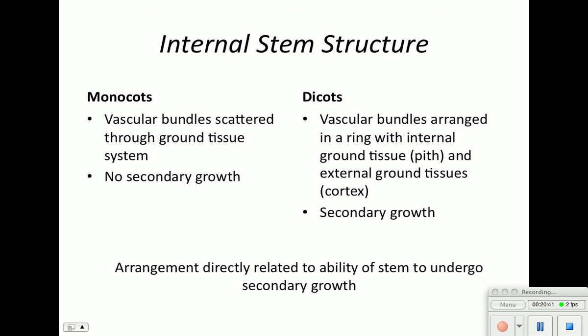There is a difference between monocots and dicots with the internal stem structure, and we saw this a little bit with the angiosperms. You had like a section, this is monocot or dicot. But monocots, their vascular bundles are scattered, and there's no secondary growth. But with dicots, their vascular bundles are arranged in a ring, and they do have secondary growth.